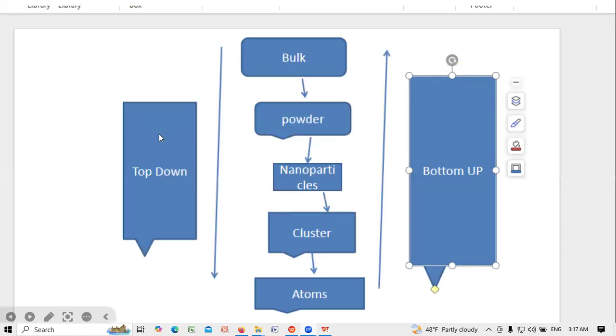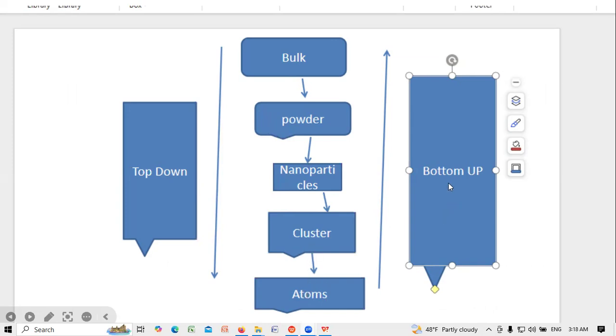This is the top-down approach. The bulk material is broken down into powder. Powder is broken down into nanoparticles. Again, these are broken down into clusters and into atoms or molecules.